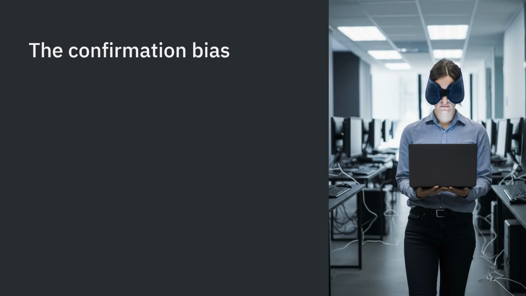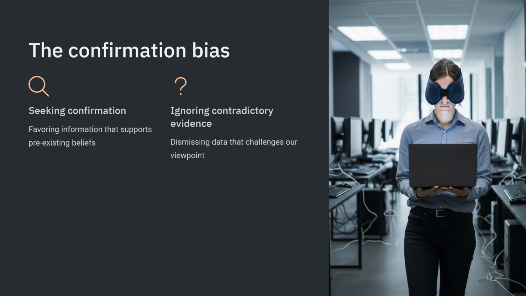Then there is the confirmation bias. Now, the confirmation bias is a tendency to seek out information that supports what we already believe in while ignoring the evidence that contradicts it. This bias often reinforces pre-existing opinions and makes it difficult to consider alternative viewpoints. For example, when researching a topic, we might focus only on the articles or studies that align with our perspective, leading to an incomplete understanding.